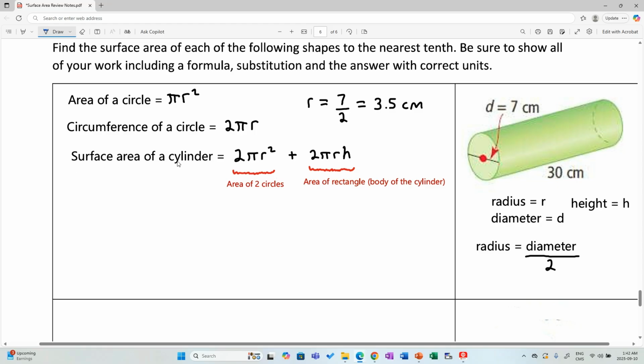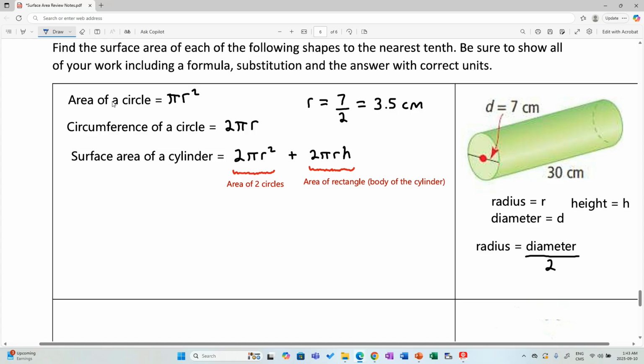And this is the surface area of a cylinder formula. This works for all cylinders. So this formula is defined as 2 times pi times radius squared plus 2 times pi times radius times the height. In this case, if you recall, there are two circles on a cylinder.